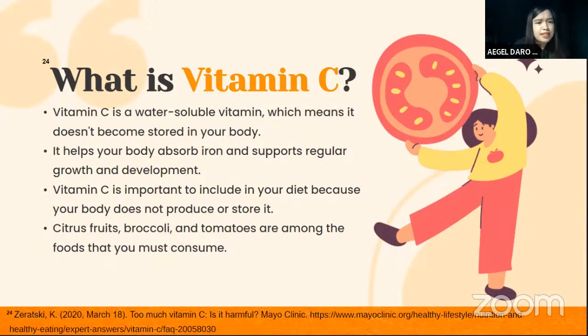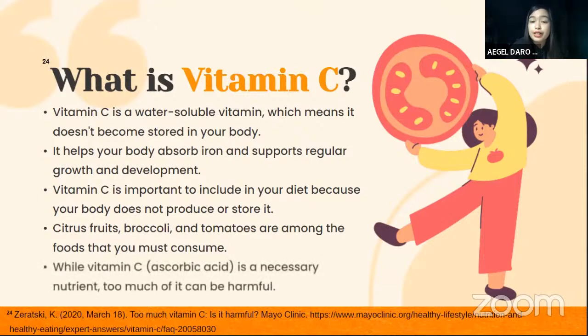Vitamin C occurs naturally in some foods, especially fruits and vegetables, as we all know. There are also vitamin C supplements available. Citrus fruits, broccoli, and tomatoes are among the foods that you must consume to have vitamin C. It is also important to note that while vitamin C, or ascorbic acid, is a necessary nutrient, too much of it can also be harmful.